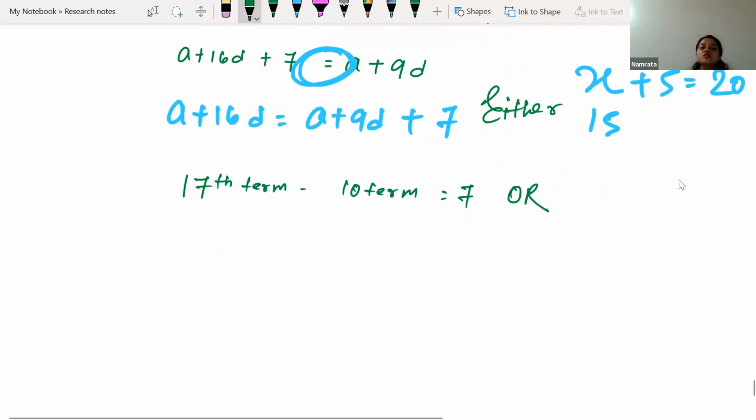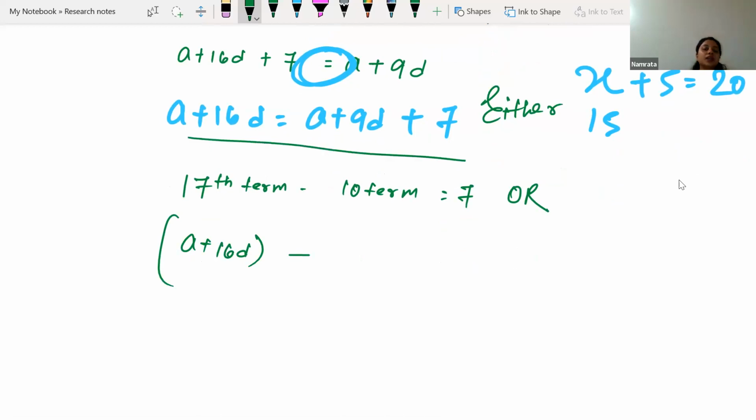So by doing like this, you will get a plus 16d minus, or you can take any one, it's the same thing.